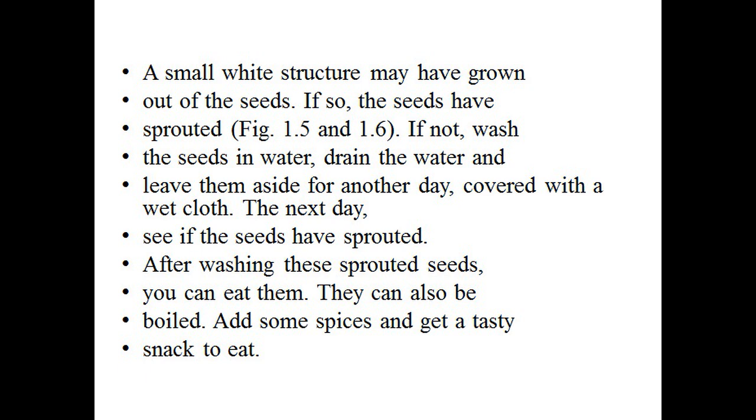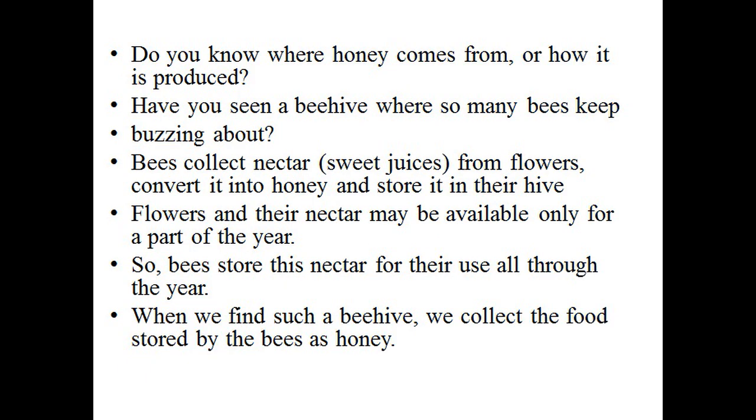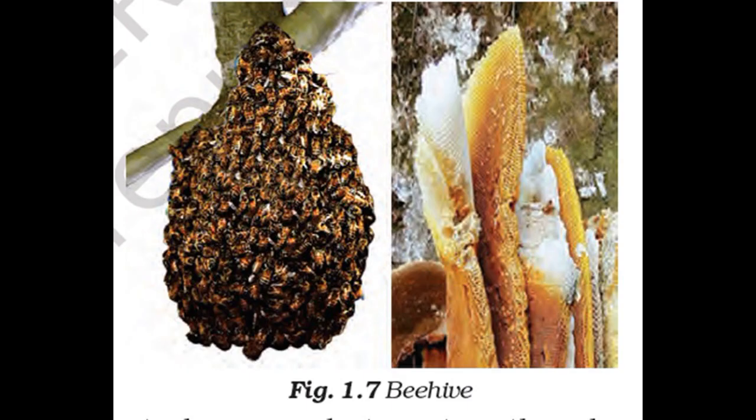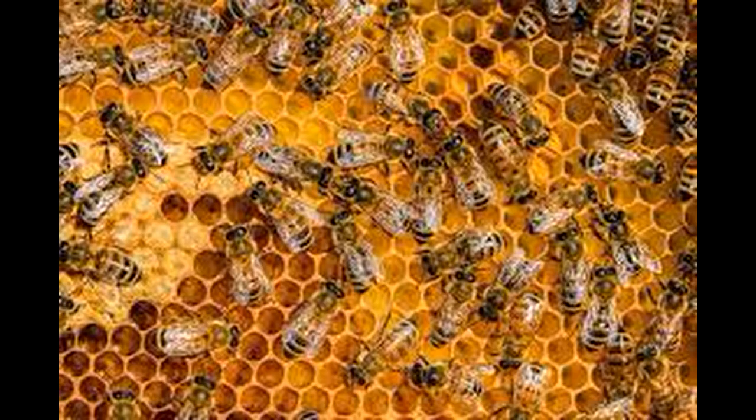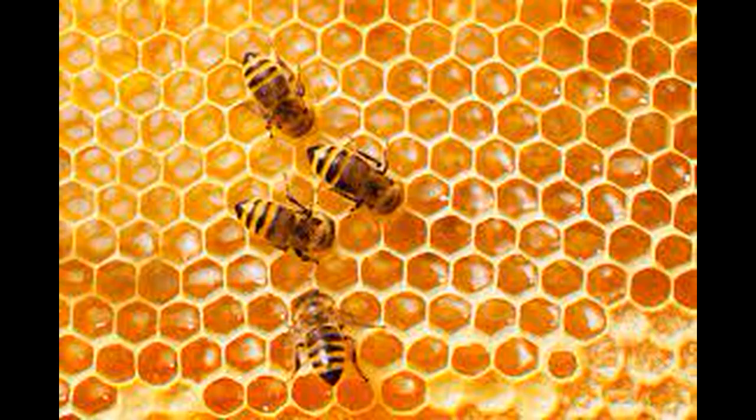Did you know where honey comes from or how it is produced? Have you seen a beehive where so many bees keep buzzing about? Bees collect nectar from flowers, convert it into honey and store it in their hive. Flowers and their nectar may be available only for part of the year, so bees store this nectar for use all through the year. When we find such a beehive, we collect the food stored by the bees as honey.